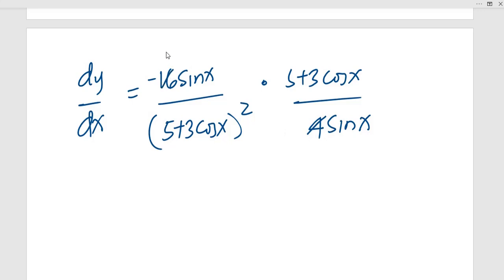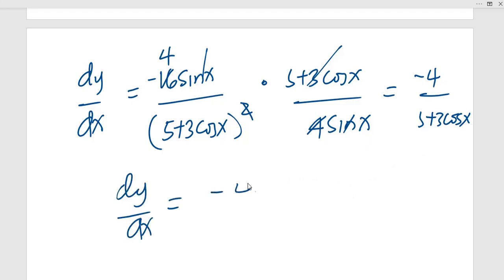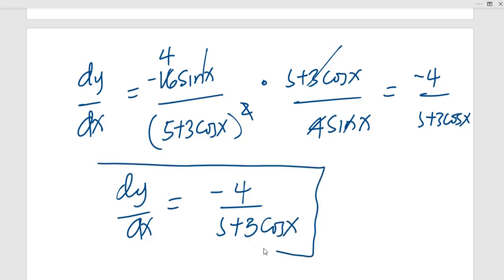What does this mean? This will go with that, so that we have 16 divided by 4, that will be 4. Sine and sine will go. This square will go with the whole of this, so that we have negative 4 divided by 5 plus 3 cos x. So dy dx will be negative 4 divided by 5 plus 3 cos x. So this is the wanted expression, and this is as required.